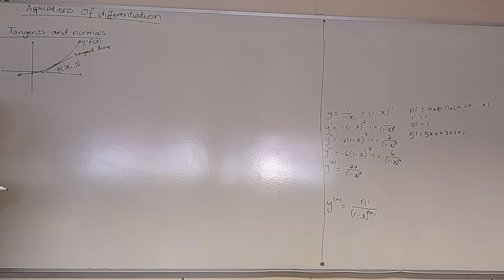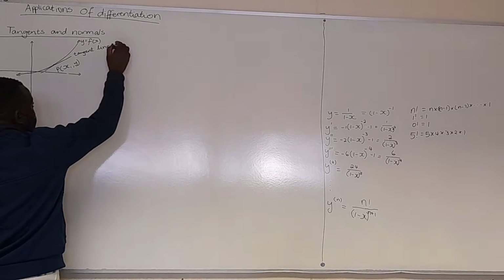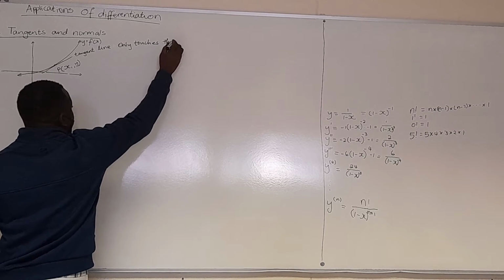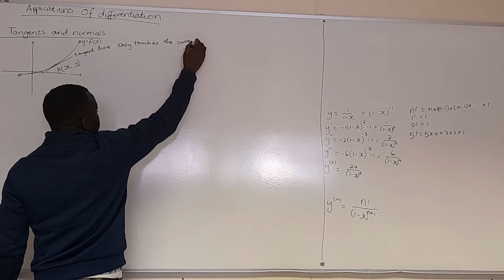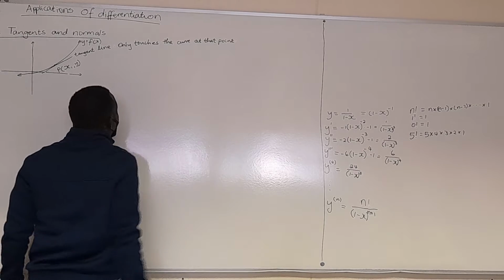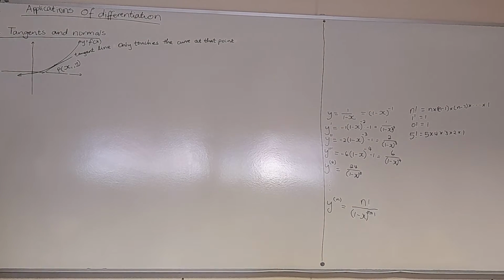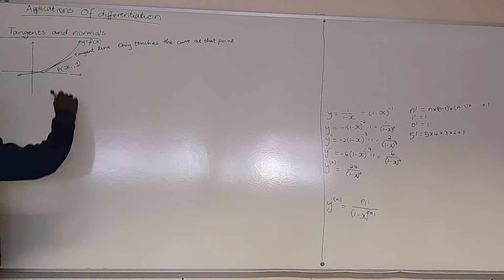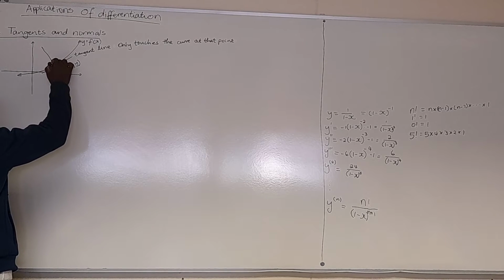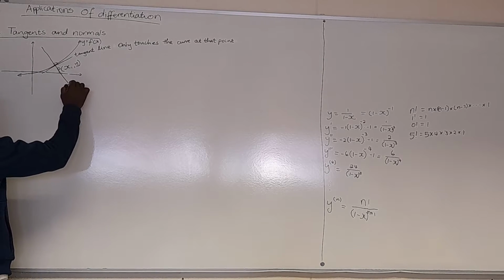And what is a normal? Tangent only touches the curve at that point. And then what's a normal? The normal line is the line that is perpendicular to the tangent at the point. So that should be perpendicular to the tangent.